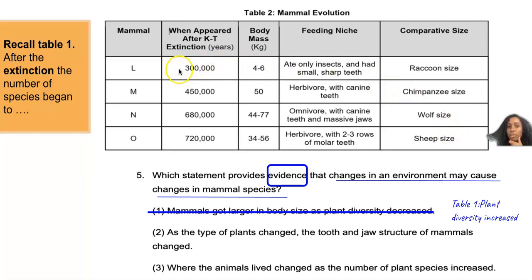So here is right after the extinction, 300,000 years, and I see that during this time, sharp teeth started evolving. Then we had canine teeth. Okay, canine teeth with massive jaws. Herbivore with 2 to 3 rows of molar teeth. So maybe something that dealt with the plants has caused a change in how the teeth are being formed. So now you should choose your best answer based upon what we just analyzed in this table.